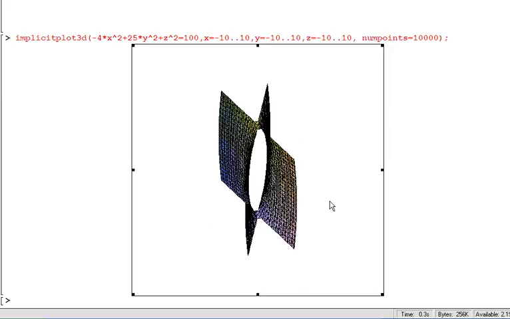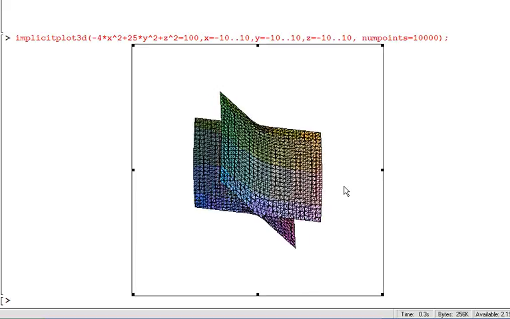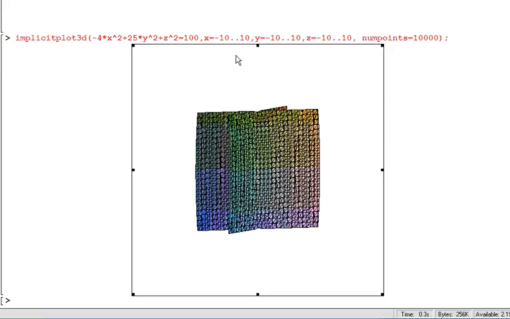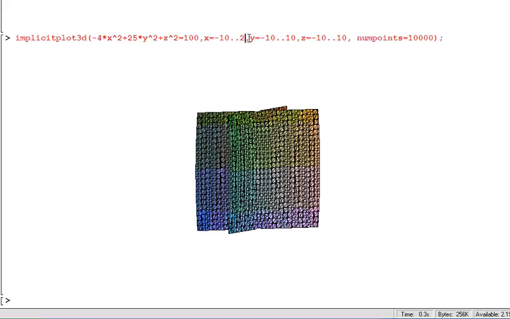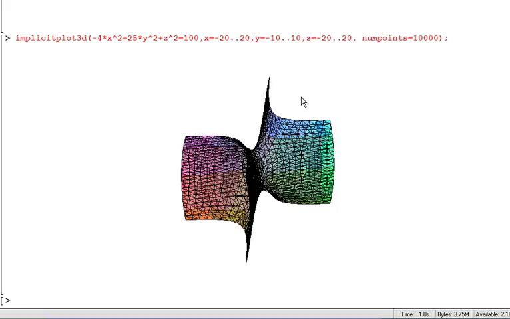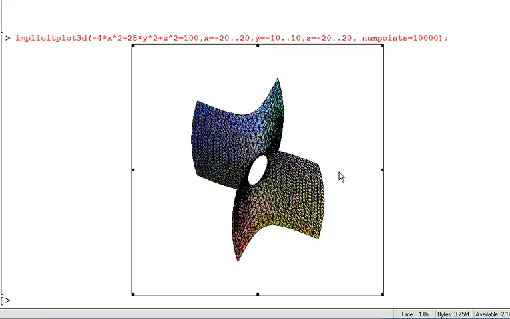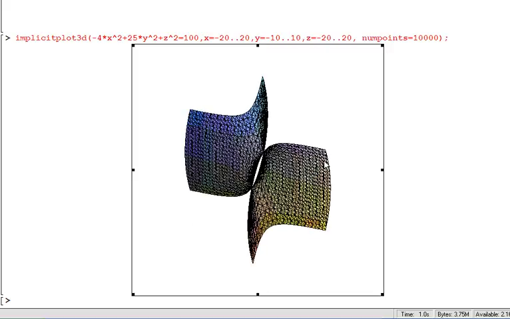Oh, that's right. Okay, it's a hyperboloid of one sheet. We have to put a better range in here. 20. I think the z needs more. There we go. So if we spin it around, we can see that that's what we were supposed to get. So sometimes you have to adjust your domain and ranges to get a good picture.